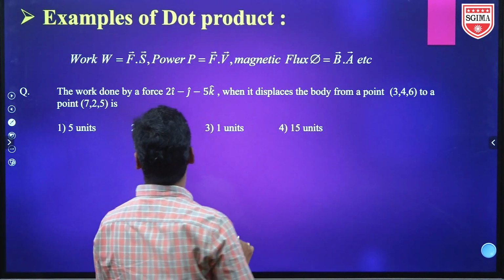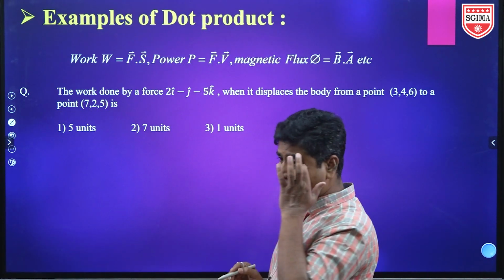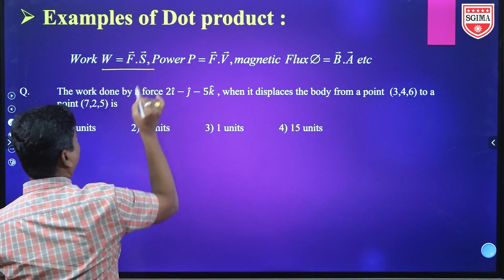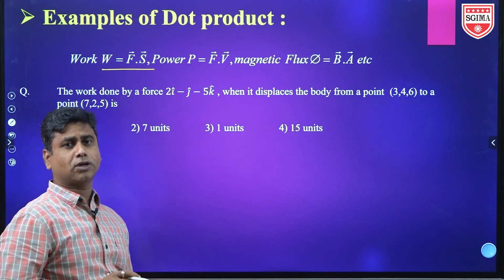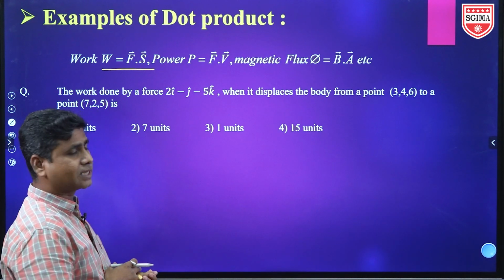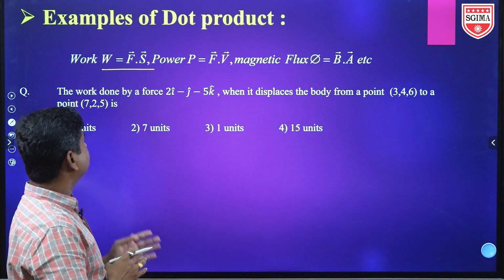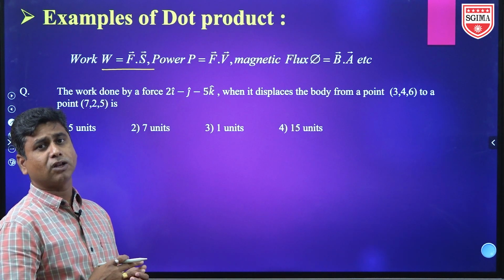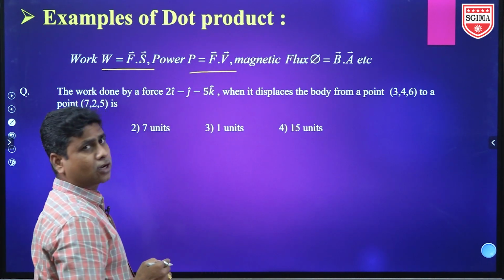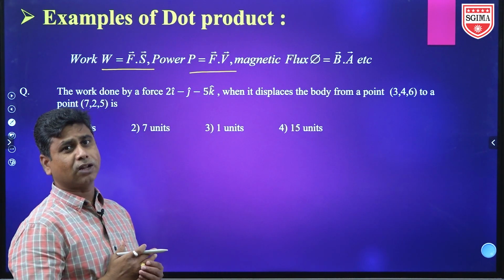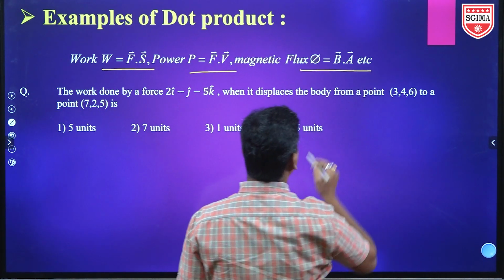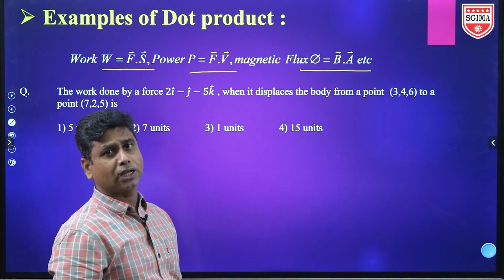Next, examples of dot product. What are the examples for the dot product? Work. In lower classes, work is generally said to be the product of force and displacement. But in the 11th class the statement is that the dot product of force and displacement gives the work. Next, power. Power is also a dot product: the dot product of force and velocity gives power. Next, flux. Here it is magnetic flux, B bar dot A bar.